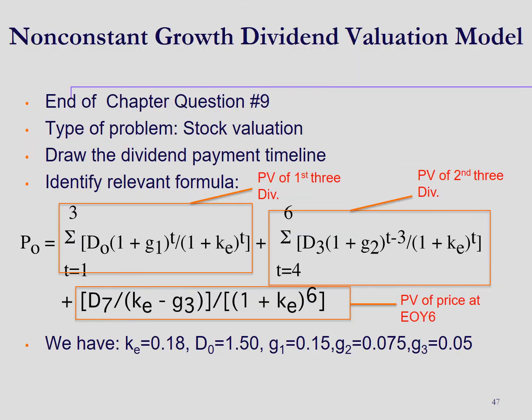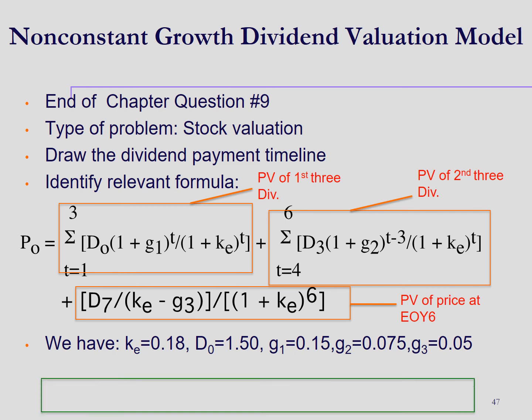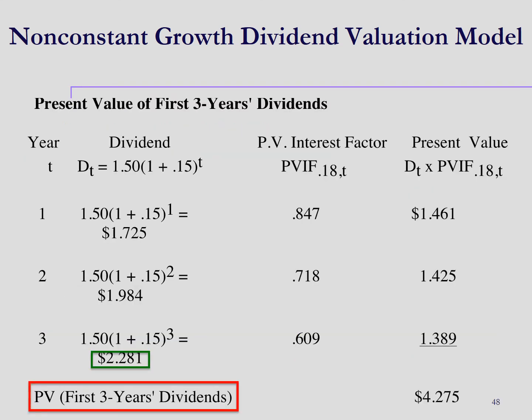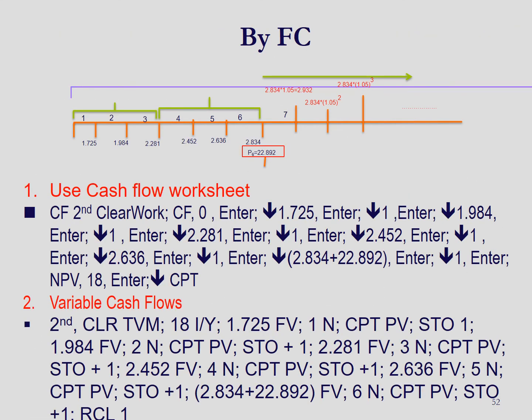This is from the end of chapter questions, question number 9. Make sure you do read through the problem so you will know how to extract the information needed. I'm going to proceed to the slide with the cash flow timeline presented to illustrate how to solve the problem. From the problem, we know that dividends grow at 15% per year from year 1 to year 3, at 7.5% per year from year 4 to year 6, and at 5% per year into the foreseeable future.